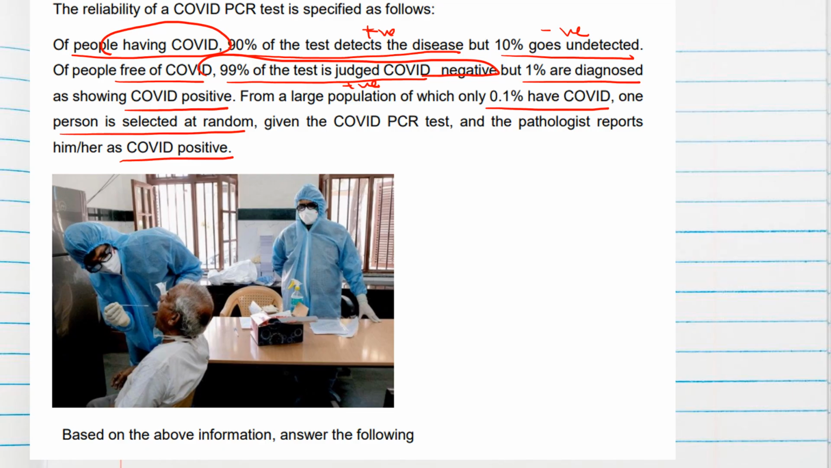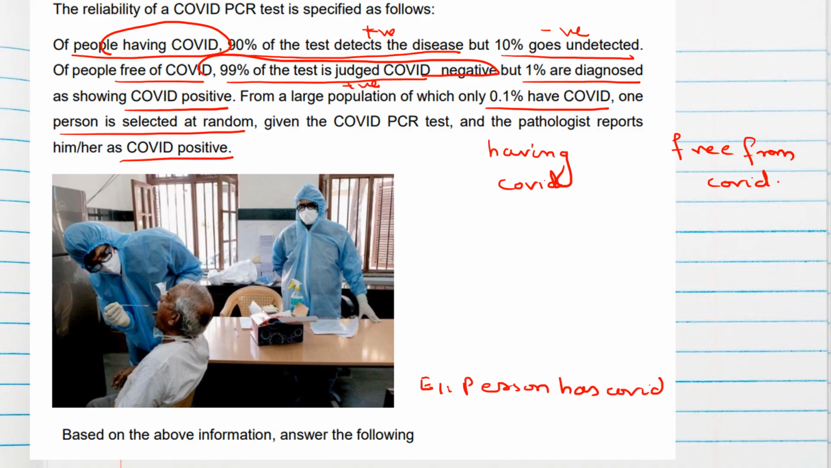There are two categories of people. One which has COVID, and second is free from COVID. So what we can do? We can decide our E1 and E2. E1: person has COVID, and E2: person is free from COVID.